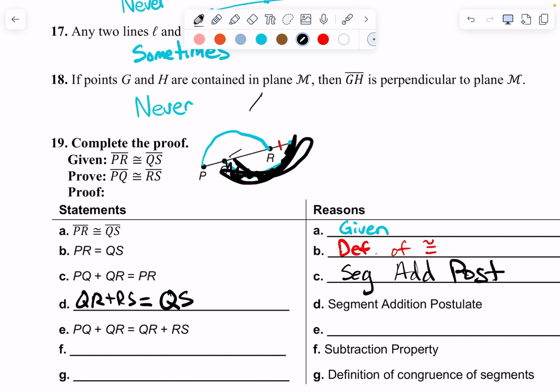I'm adding segments together, right? That's segment addition postulate. That is also on your blue sheet. You get to use your blue sheet on Thursday. Your blue sheet and your note card. Yeah? Those 2 things? Okay.